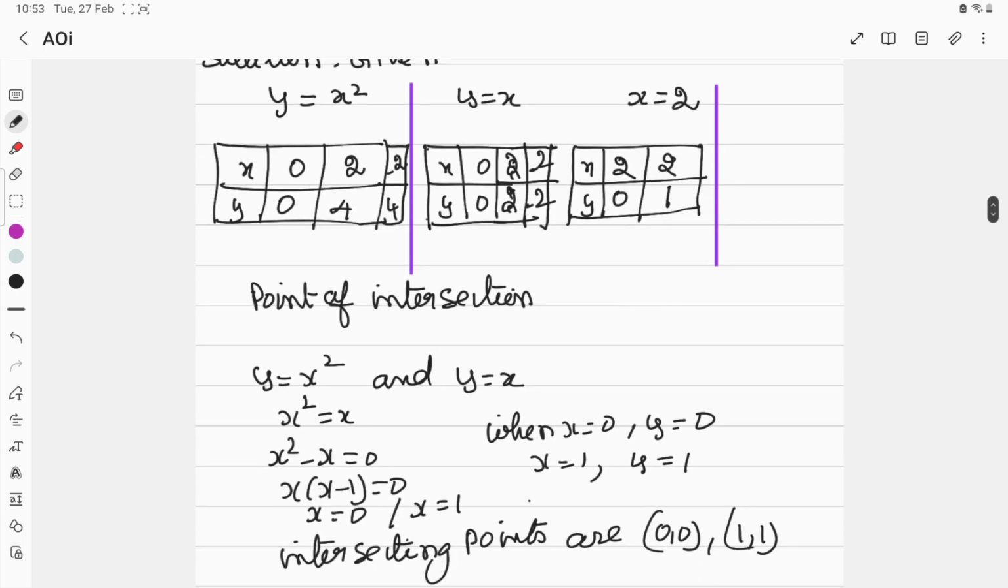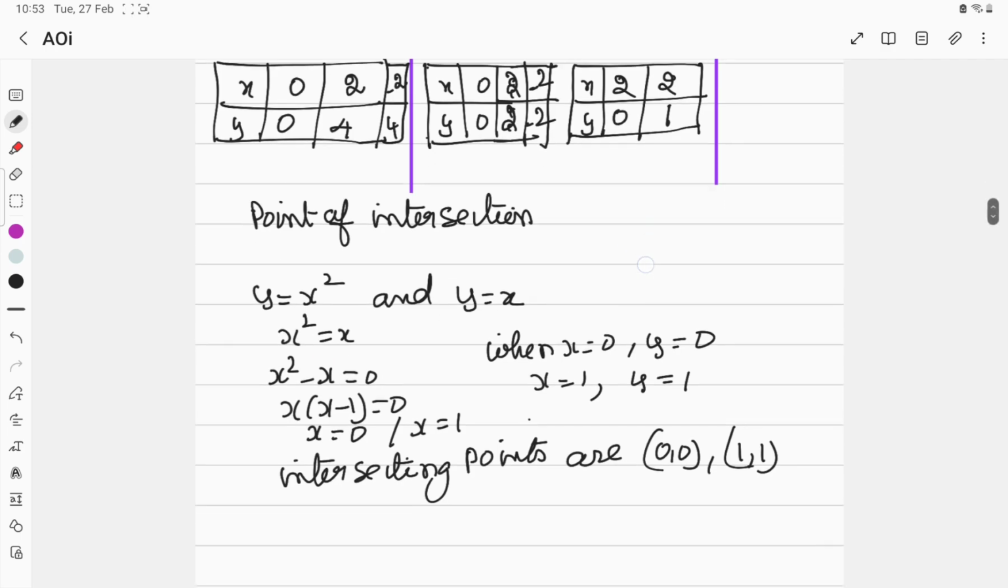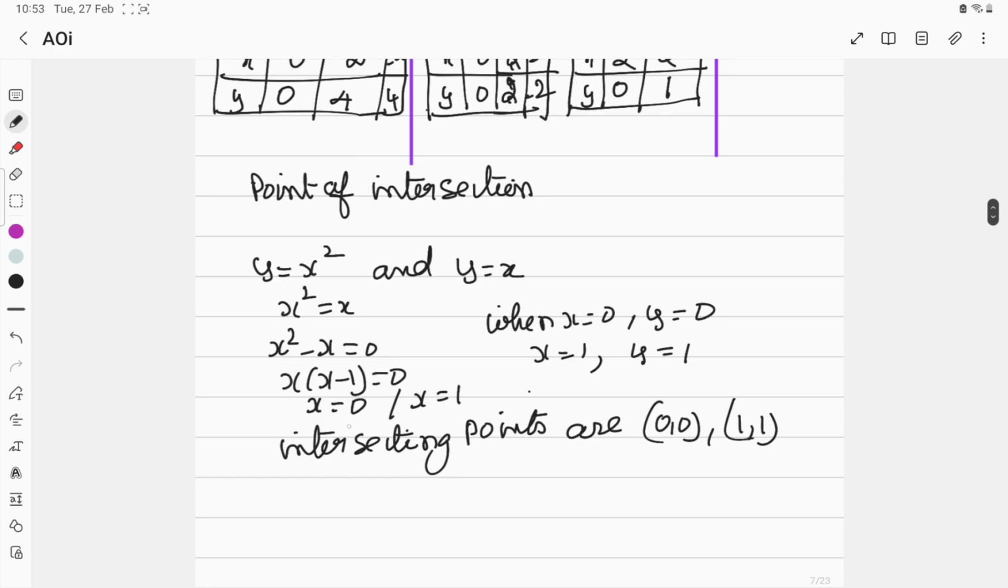First we have to find the point of intersection. Y is equal to x square and y is equal to x, given. Equating x square and x, we get x is equal to 0 and x is equal to 1. When we put x is equal to 0, y is also 0. When x is equal to 1, y is also 1. Therefore, the intersecting points are (0, 0) and (1, 1).